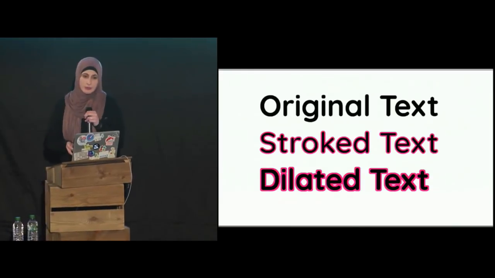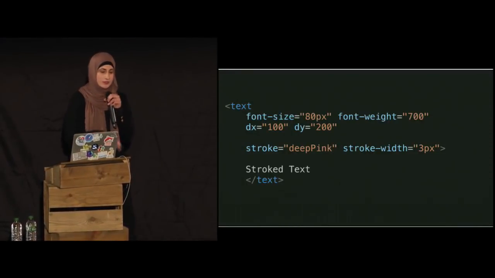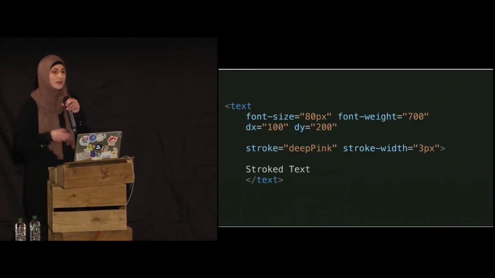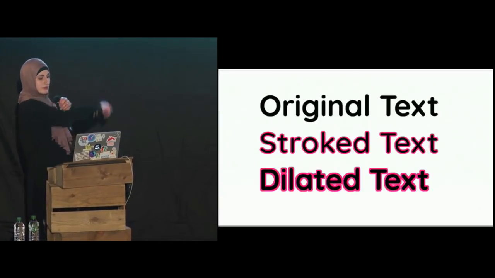So if you want to add a stroke to text in SVG, you can do that using the stroke attribute. You can do that like this. Stroke deep pink, this is the color that I use most of the times because it's the easiest. You add a deep pink stroke and you give it a stroke width and you end up with the result on the second line here.